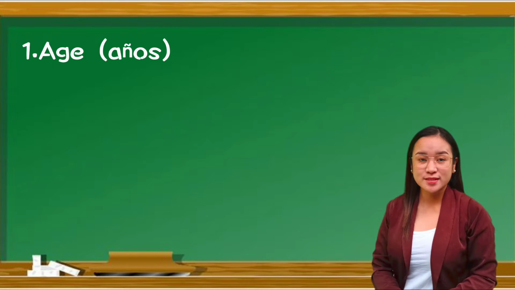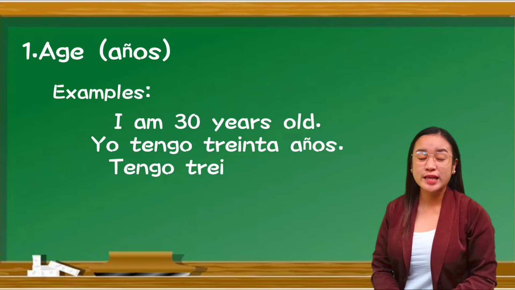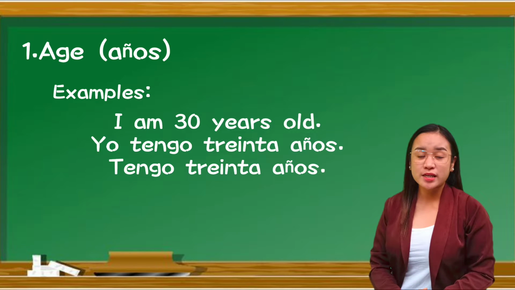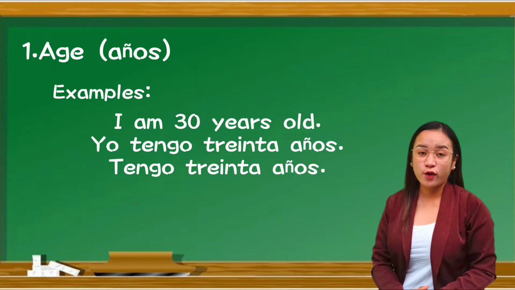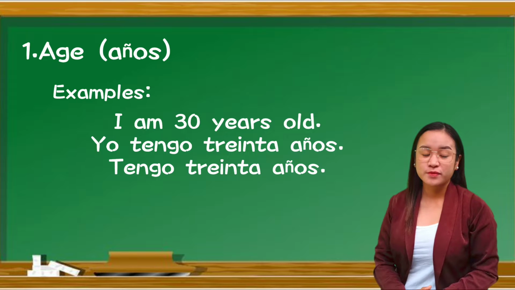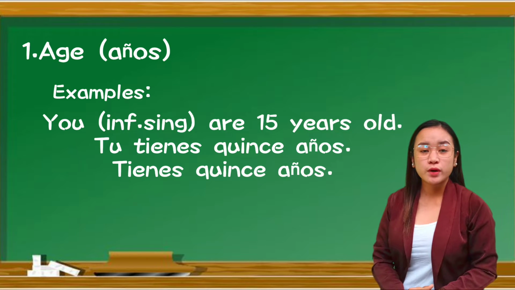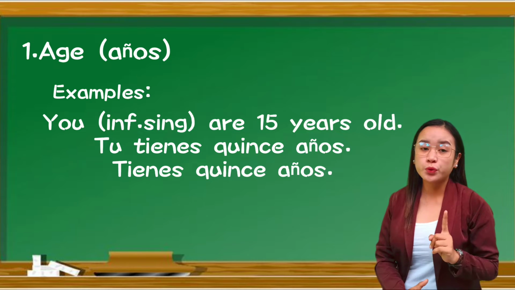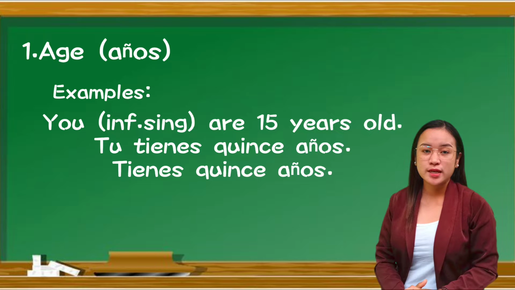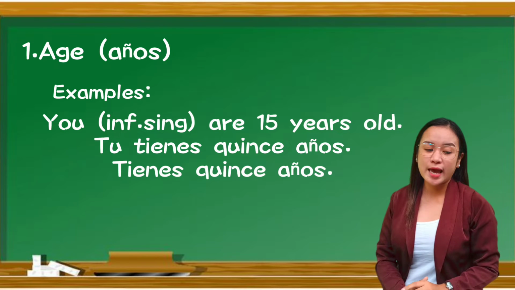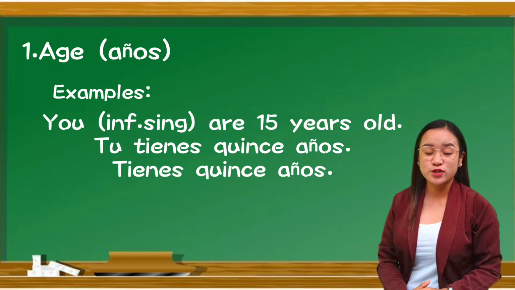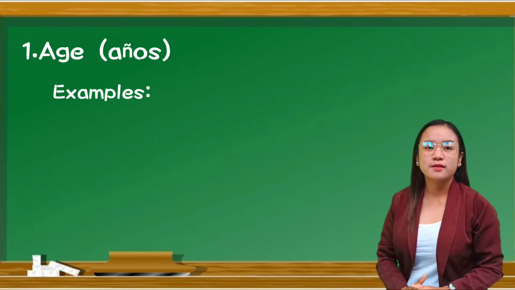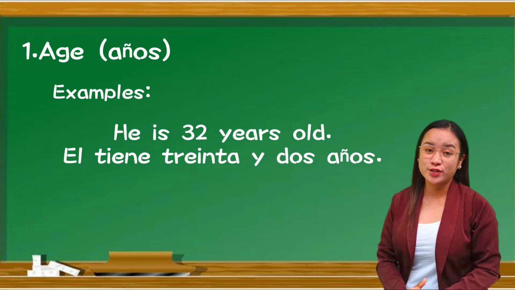Like for the examples, I am 30 years old. In Spanish, yo tengo 30 años. Tengo 30 años. The second, you, informal singular, are 15 years old. In Spanish, tú tienes 15 años. Tienes 15 años. The third, he is 32 years old.